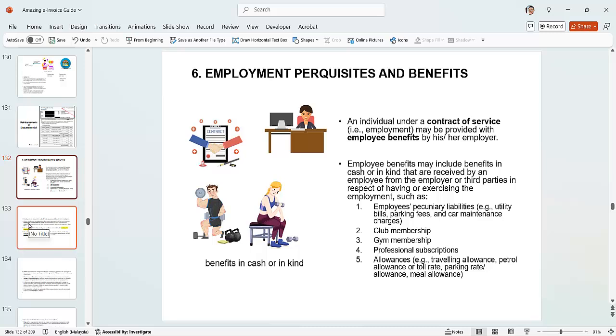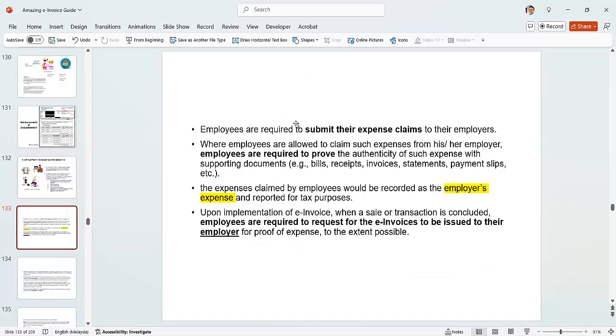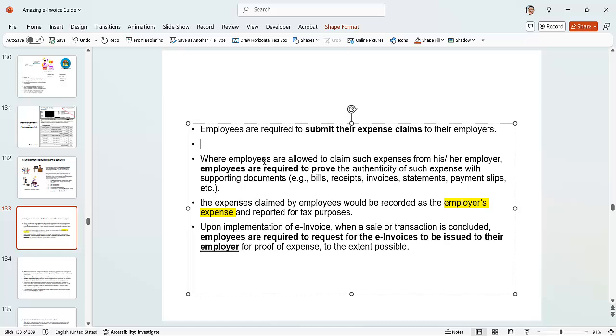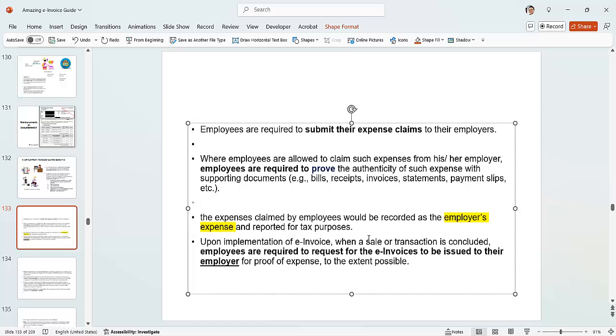So in this case, how do you claim, right? The employer will submit the expenses claim, as usual. And where employees are allowed to claim such expenses, employees are required to prove their authenticity. They need to prove that it really happened. And the expenses claimed will be recorded as expenses deductible for tax purposes.